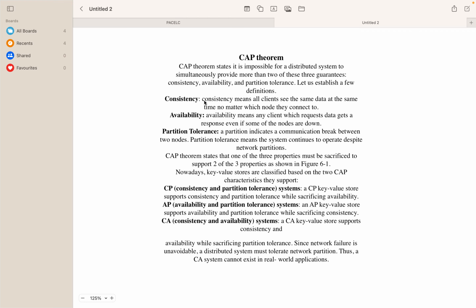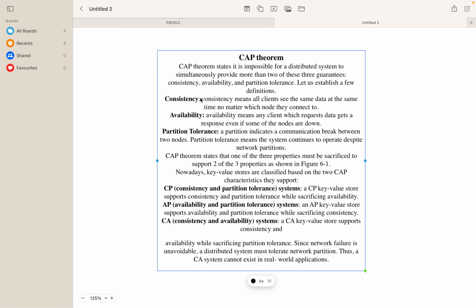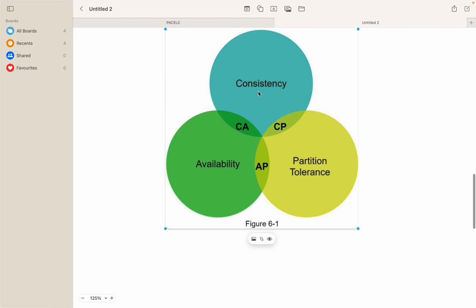If there is any new write, that write should be visible, and all the time the data should be there. So this is consistency. You can see it again: consistency means all the clients see the same data at the same time, no matter which node they connect to. This is the part of consistency.